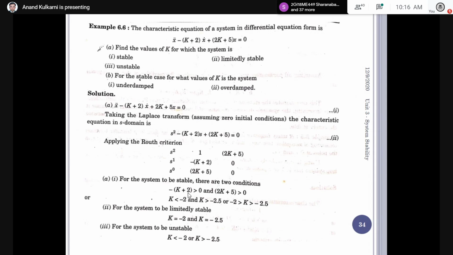So similar type of problems we have already discussed in the previous class for finding out the value of K. This is the main application of Routh stability criteria. You can determine what gain is required for the system to become stable, or what gain has to be there to make the system limitedly stable or unstable, as you wish. Generally, stability analysis means you are interested only in a stable system. So what value of K, or what gain of the system, makes the system stable, you can find out by using Routh stability criteria.